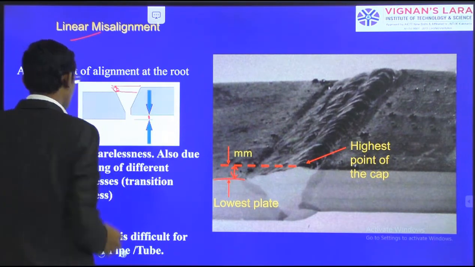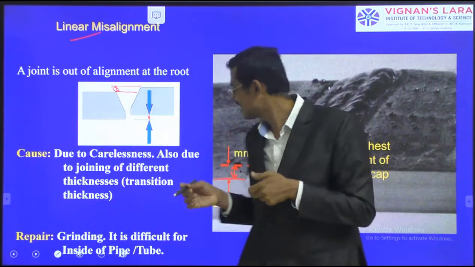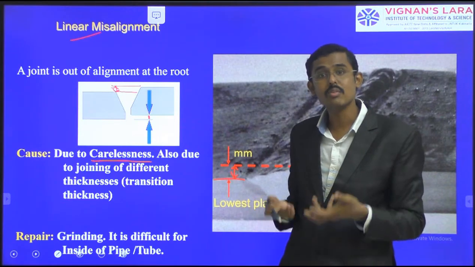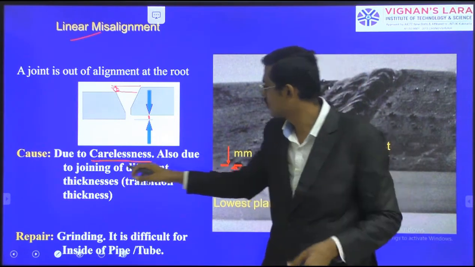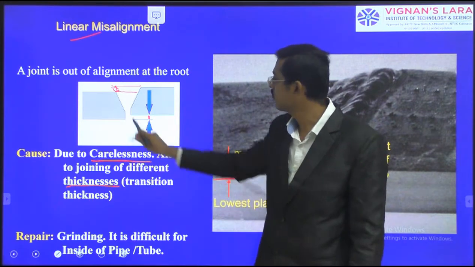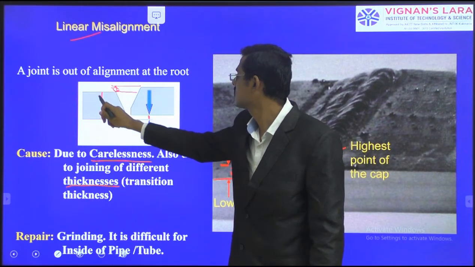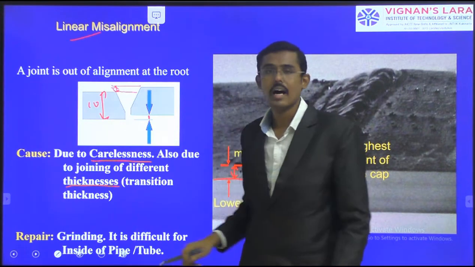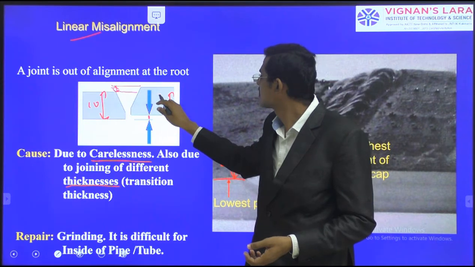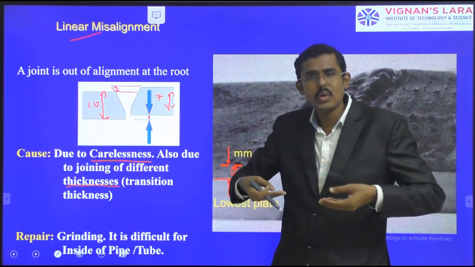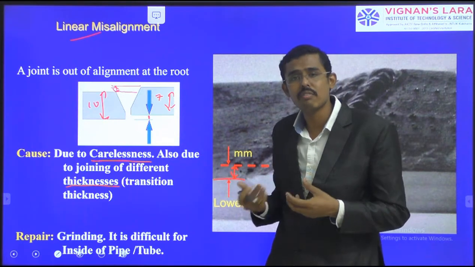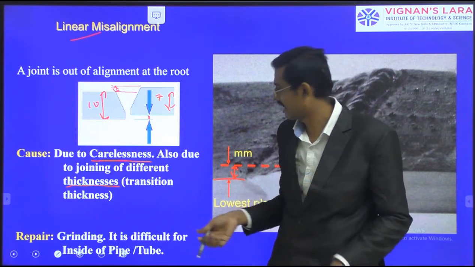Right? So what are the causes here? Causes are due to carelessness of the welder, fitter. Also due to joining different thickness sheets. Joining a different thickness. Consider this is 10 mm, and one more I am connecting of 7 mm thickness. So both will not match, both will not be equal. At that time this type of difficulties will come. That is to be taken care of.